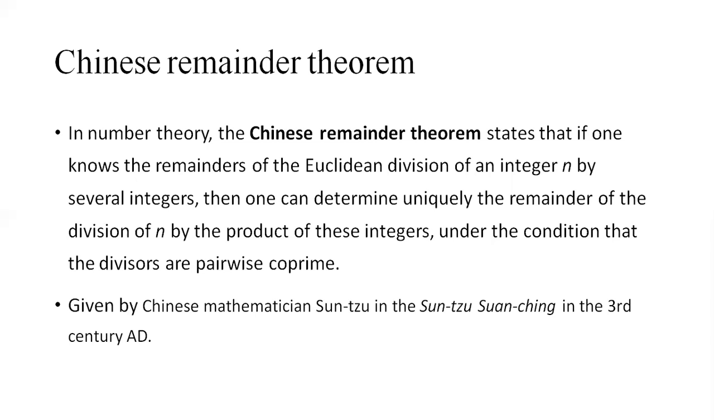It was given by a Chinese mathematician named Sun Tzu in the Sun Tzu Suanjing in the 3rd century AD. It's a very old problem in number theory. But even though the problem dates back to the 3rd century, even now this theorem finds a lot of application in information security, network security, cryptography, etc.